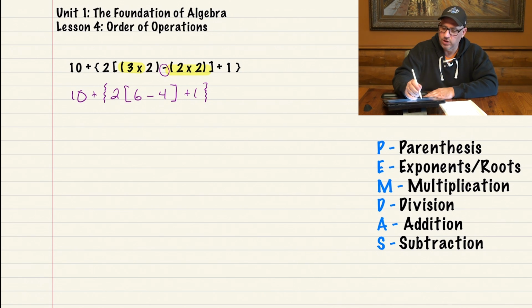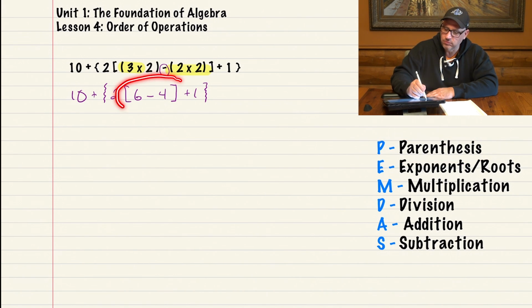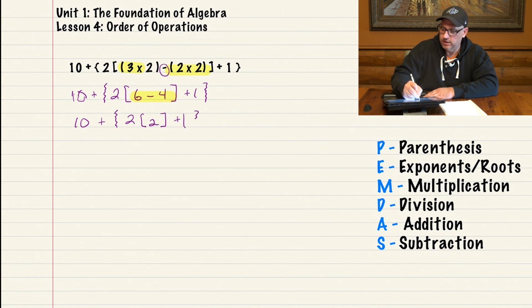Apply that order of operations again. Parentheses, yes, I still have them. This is the innermost, so that's what I'm going to start with. And I'm going to do this step next. So I have 10. Whoops, highlighter's still on. Oh, and I'm erasing my problem. 10. Okay, so I have 10 plus this quantity, 2, and then 6 minus 4 is 2. And then plus 1, and then this closed brace there.